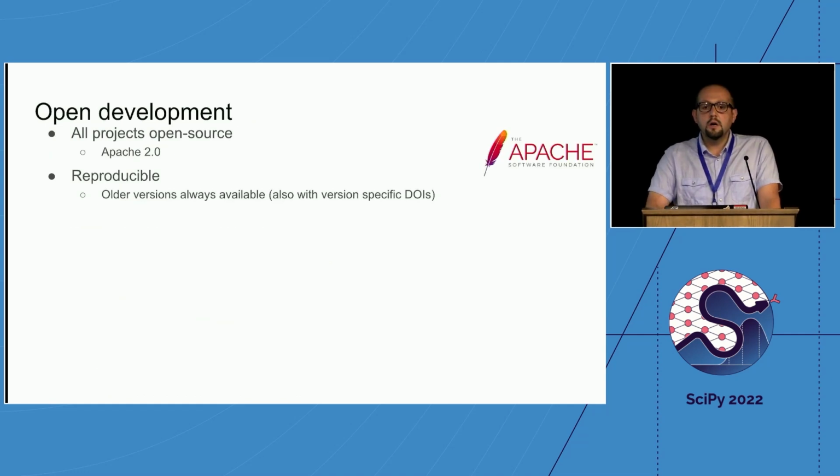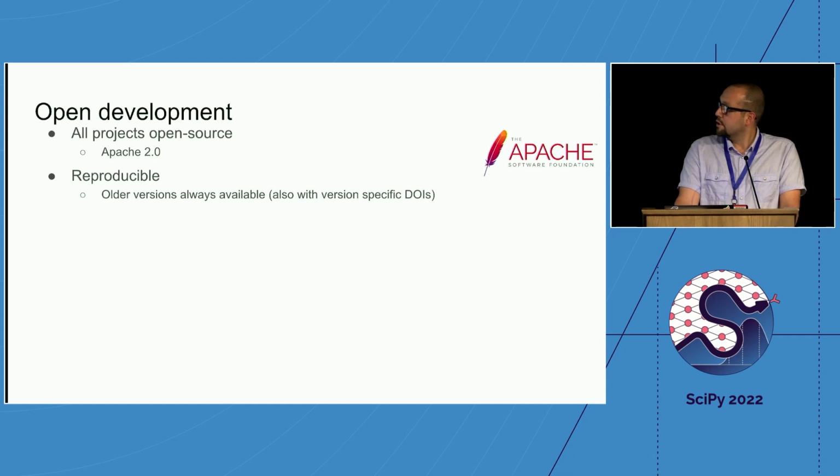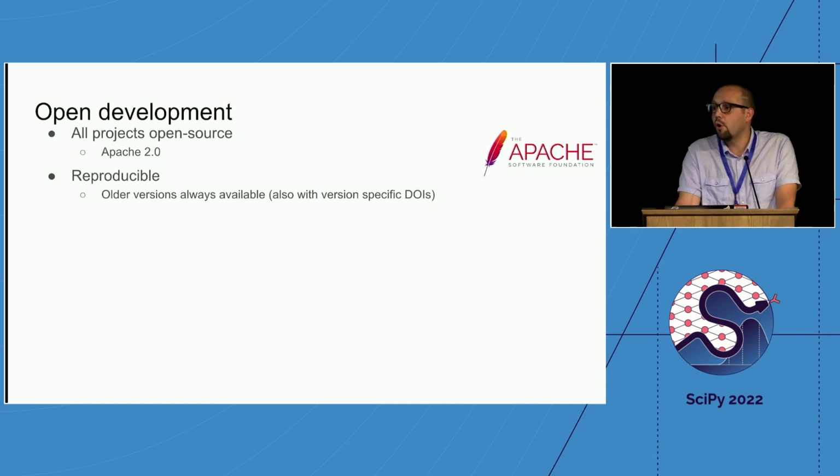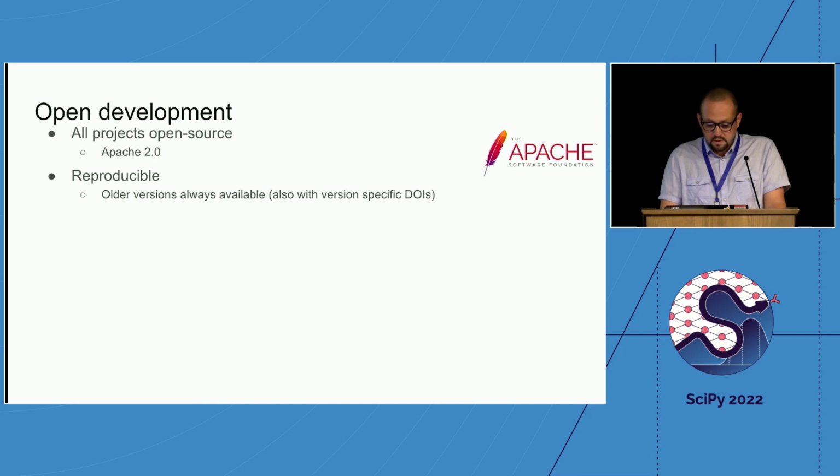Maybe a little more word on open development, just to define it in a bit more detail. First things first, all of our software tools are open source, as many Python projects are nowadays, and we are using them with the Apache 2.0 license. Other than that, we are providing DOIs for every single version to make our software stack reproducible by the scientists.